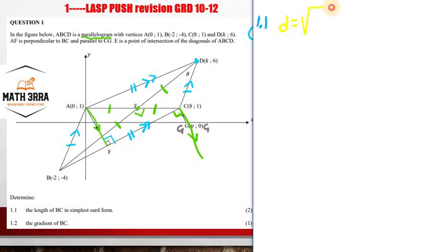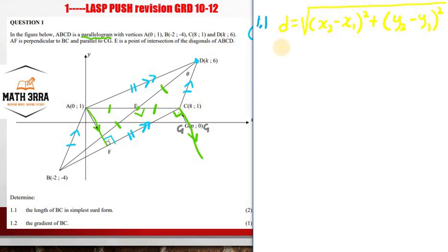The distance formula. Whenever you're dealing with distance or length, the distance formula is the go-to strategy, which is the square root of (x2 minus x1) squared plus (y2 minus y1) squared, right? That's our distance formula. Now we've got 2 points in here, so I'm going to call point B the first point and point C the second point.